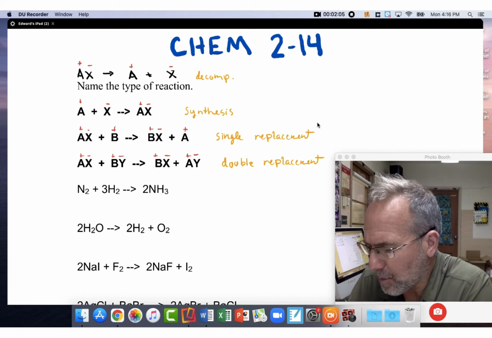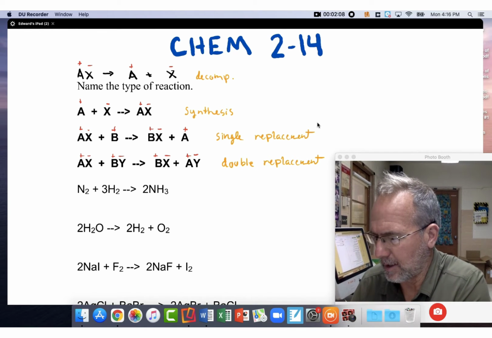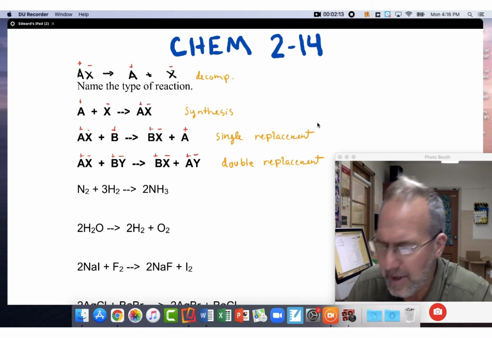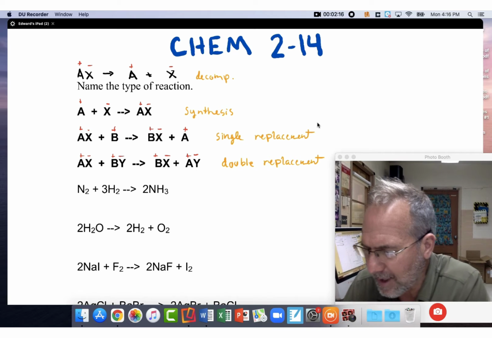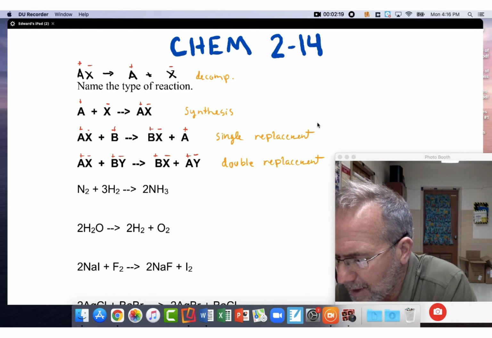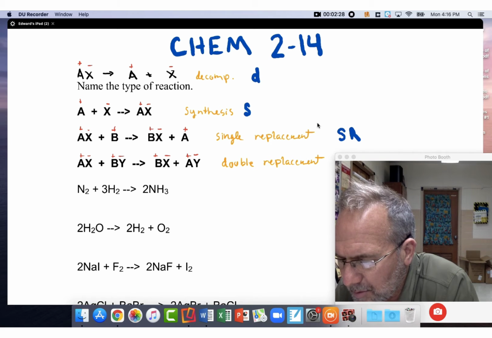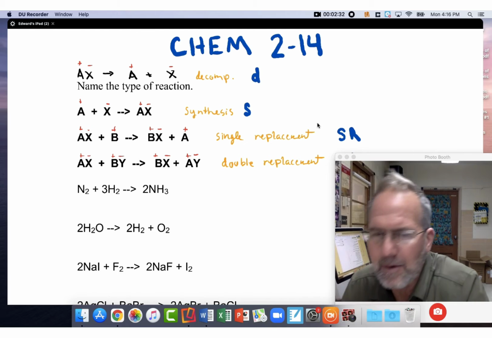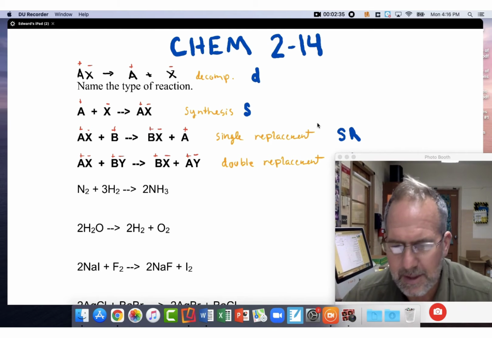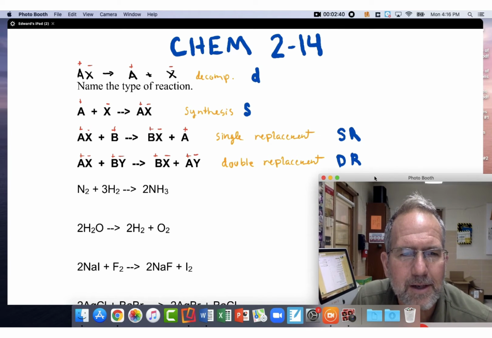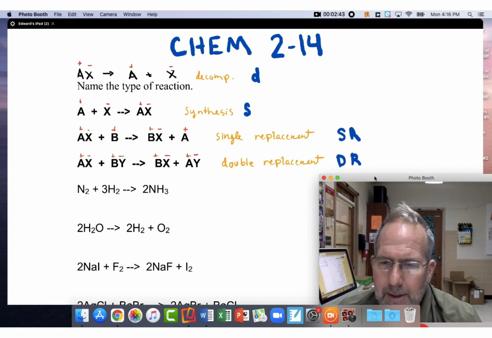First thing we're going to do here is we're going to see what we have, right? We're just going to name these reactions. And we're not going to use the full name. Please don't use the full name. For decomp, just put a D. For synthesis, put an S. For single replacement, put SR. And for double replacement, put DR. And that way it'll be easier for you to write. Oops. Put DR, and let me move myself out of the way so you can see that, oh yes, he did write DR down there. And so it should be pretty easy.